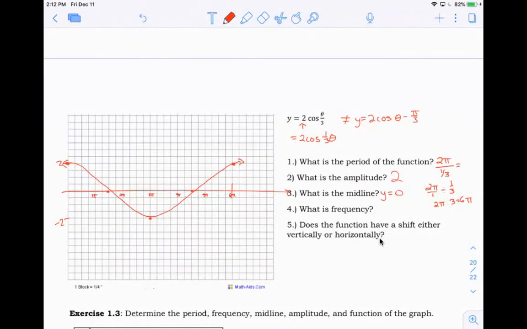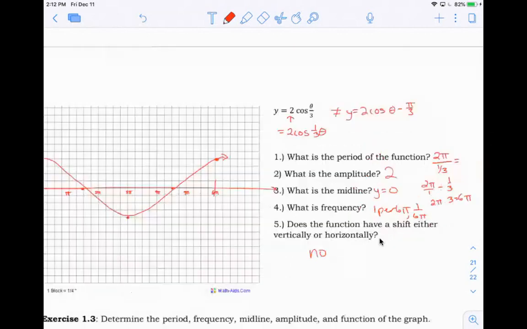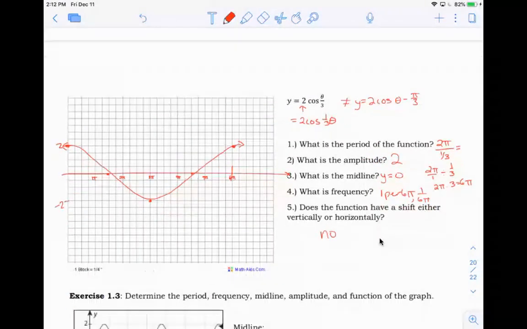All right, now for the frequency, don't worry, it's just going to be 1 per 6 pi, as we figured out, or 1 over 6 pi. Sorry, not a p. I don't know why I wrote a p. Pi. There we go. Does it have a shift, either vertically or horizontally? It actually doesn't. Remember, shift means movement. This has been stretched in 2 directions. It's grown, but it has not actually shifted. The shape changed. Okay, that's the last one for this video.